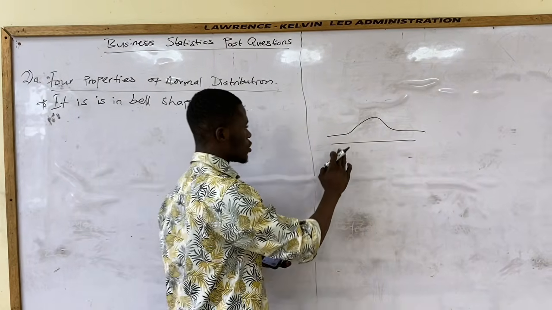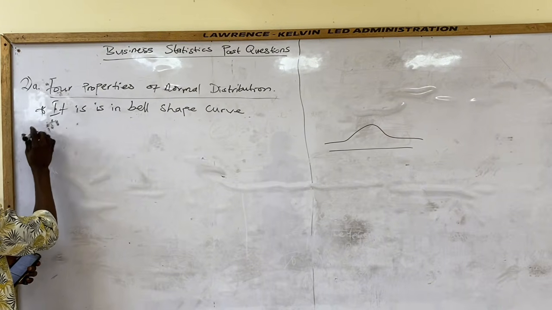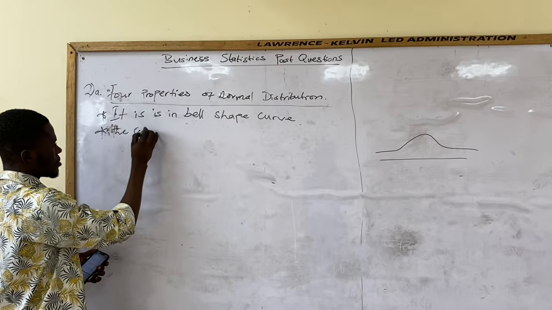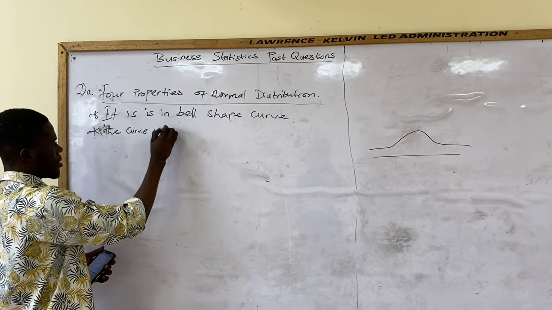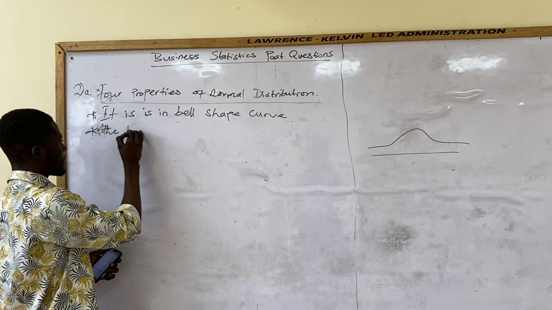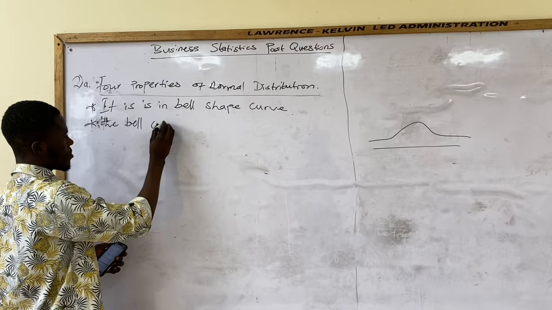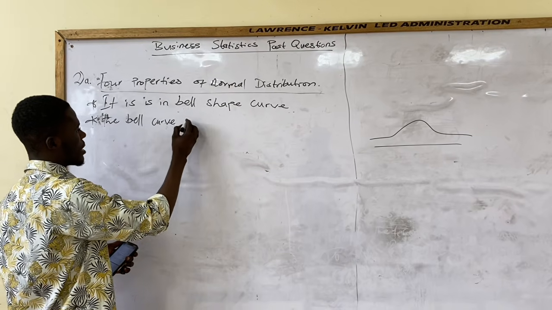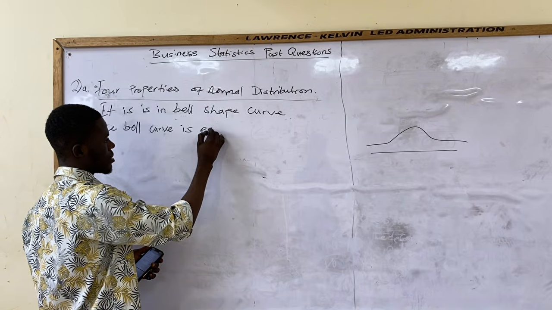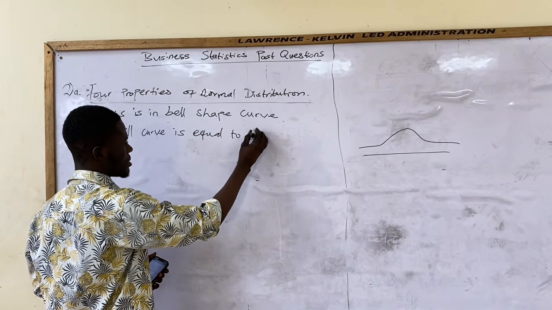Then the second property is that the area under the bell curve is equal to 1. Okay, so this is equal to 1. So the bell curve is equal to 1, which is 100%.